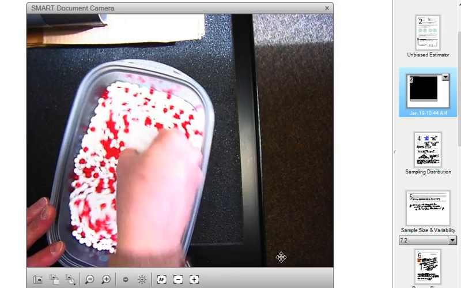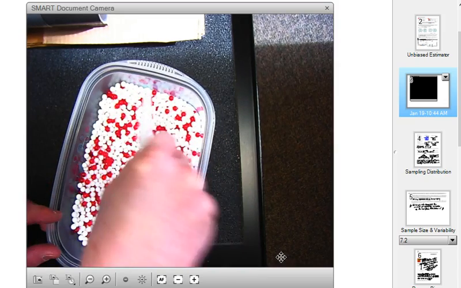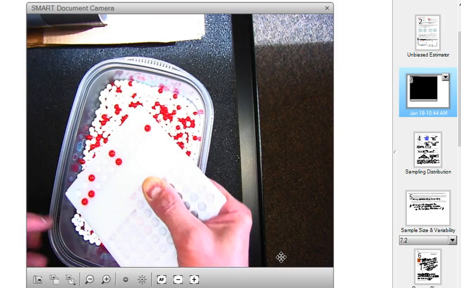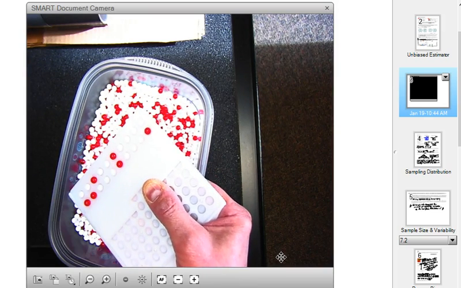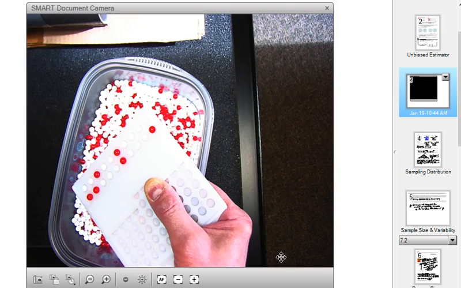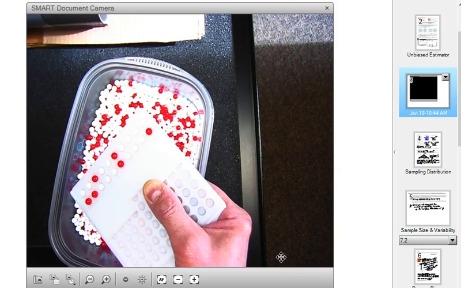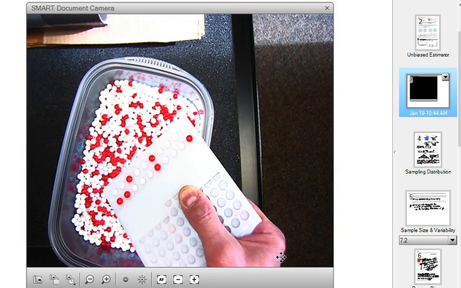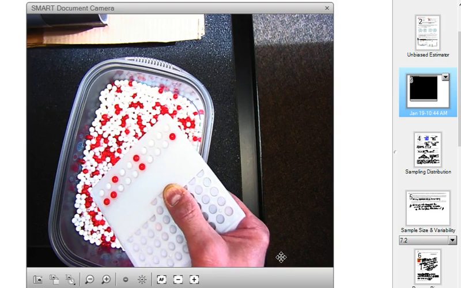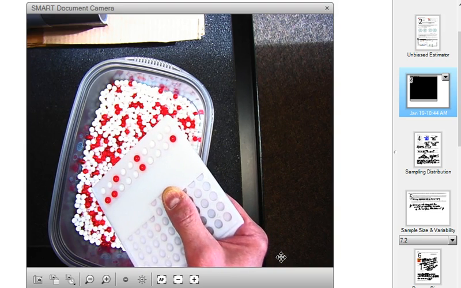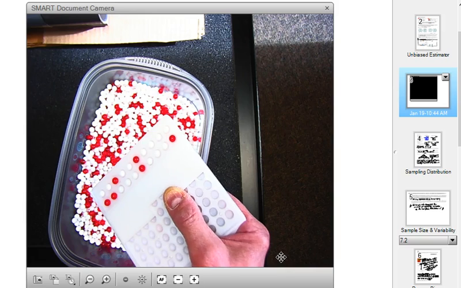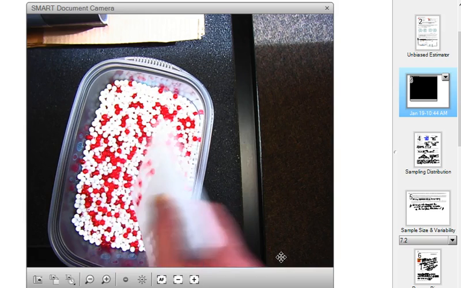Samples are supposed to vary, so let me do another sample. 1, 2, 3, 4, 5, 6. This time I have 6 out of 20 red beads. Why am I having so much trouble? That would be 30%. So actually the 7 out of 20 would be 35%, not 40%.